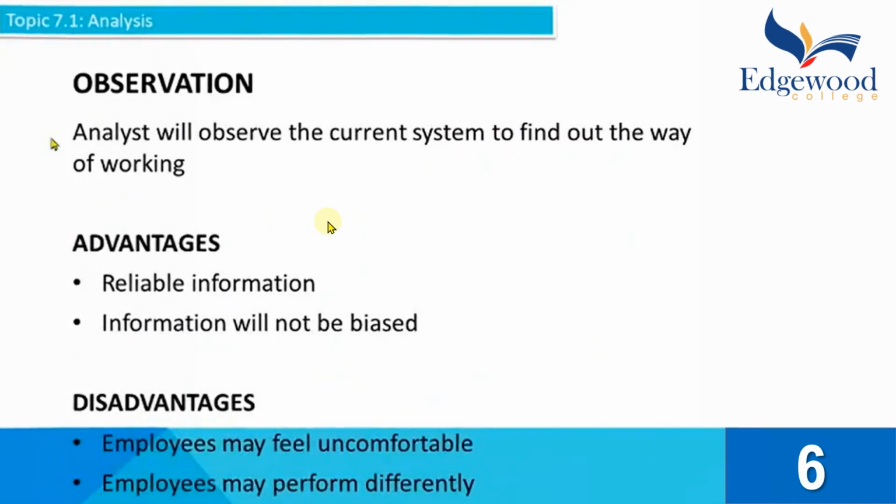So let's do that. Now, for observation, the system analyst will observe the current system to find out the way of working. What the system analyst is simply doing in this stage is looking at how the employees are working, and he or she is observing the way they operate. He or she is watching the staff or the personnel using that current system to find out how exactly it is working.